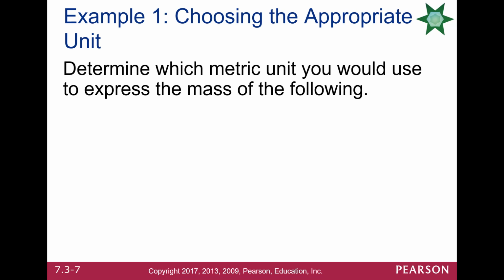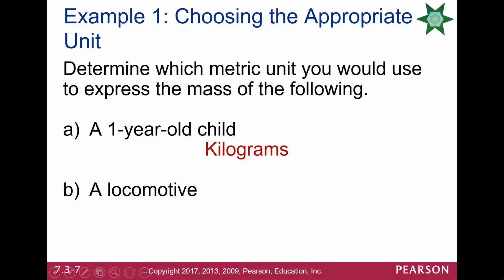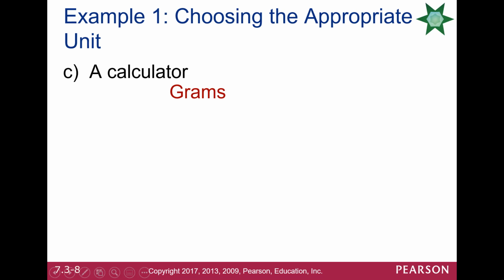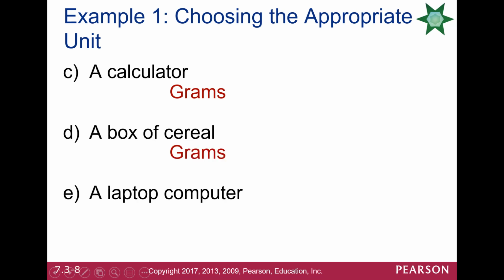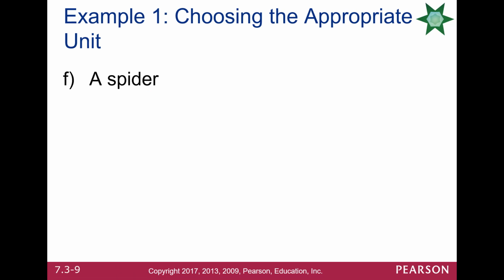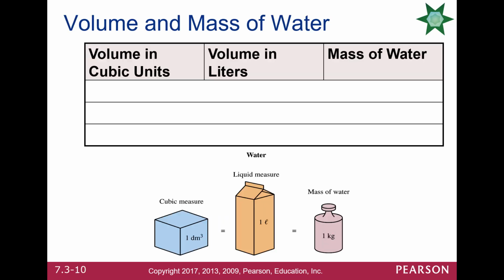Again, in this section, you're going to be looking at what are the appropriate units. The weight of a child would be in kilograms. The weight of a locomotive would be in metric tons. A calculator, you'd weigh it in grams. A box of cereal, in grams. A laptop computer, grams, more likely kilograms. A spider, milligrams, and so forth. Okay, so some of your exercises are going to be asking you to be aware of those.